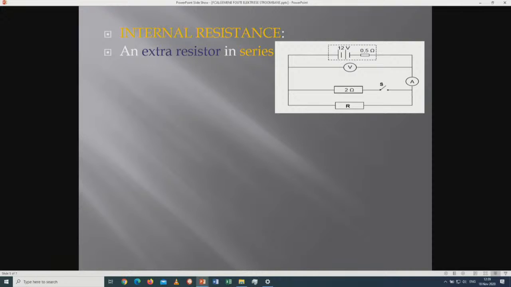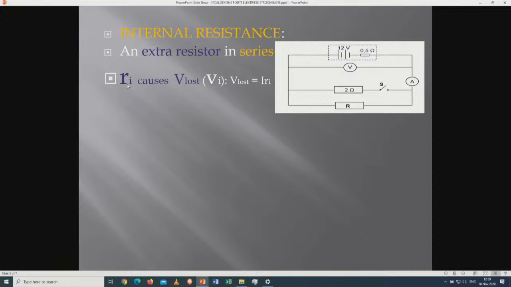Now, internal resistance of a battery is nothing else than an extra resistor in series, and you must just see it as an extra resistor as part of your series circuit. And you must at the end add it to the total resistance, and that is what your formula is indicating, as shown previously.